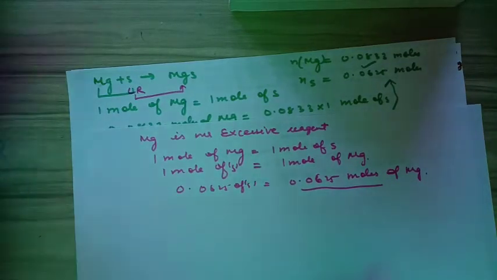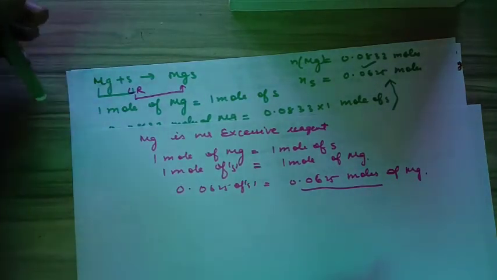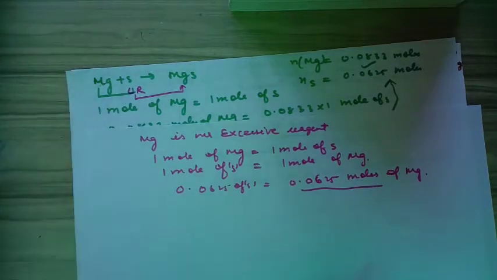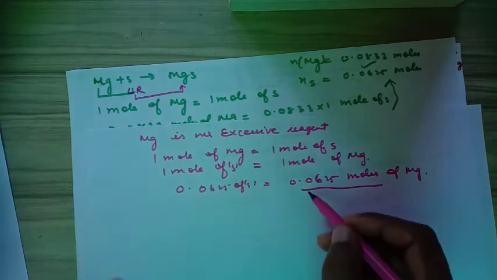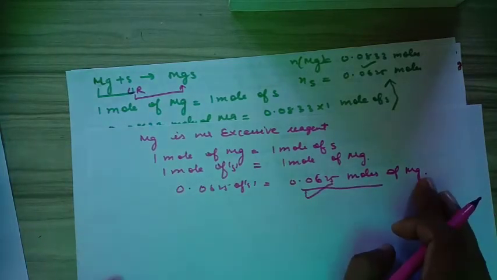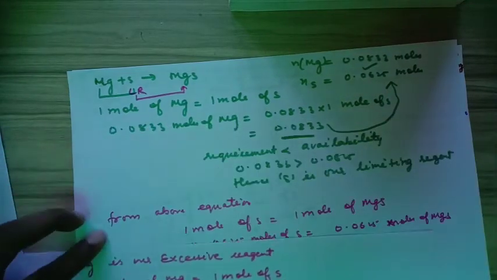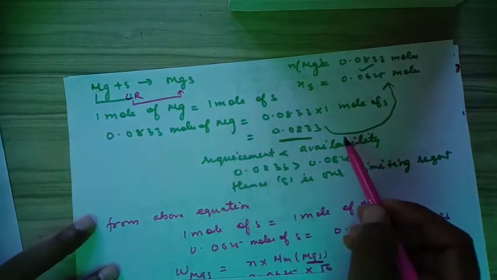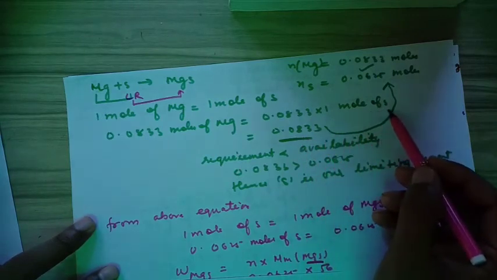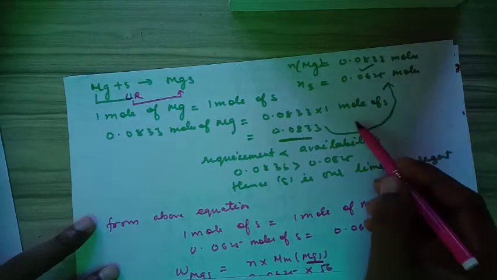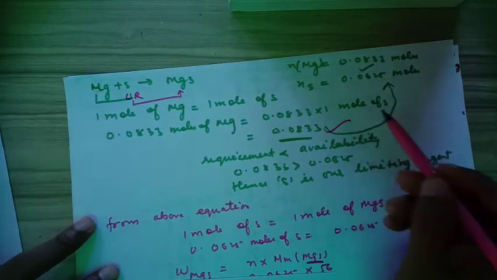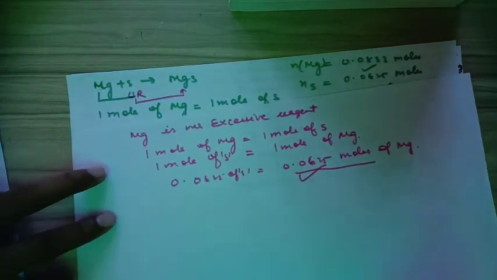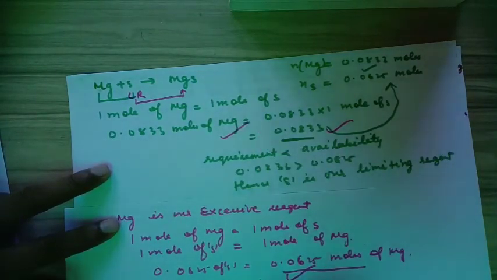Now how can we find the amount of excess reagent? So that can be done now. We have obtained this amount of 0.065 moles of Mg. Now we have to compare with what? That we have obtained 0.0833 mole of sulfur over here from the above equation. So this is the amount of sulfur that is available to us. So we have to compare this part with this part.